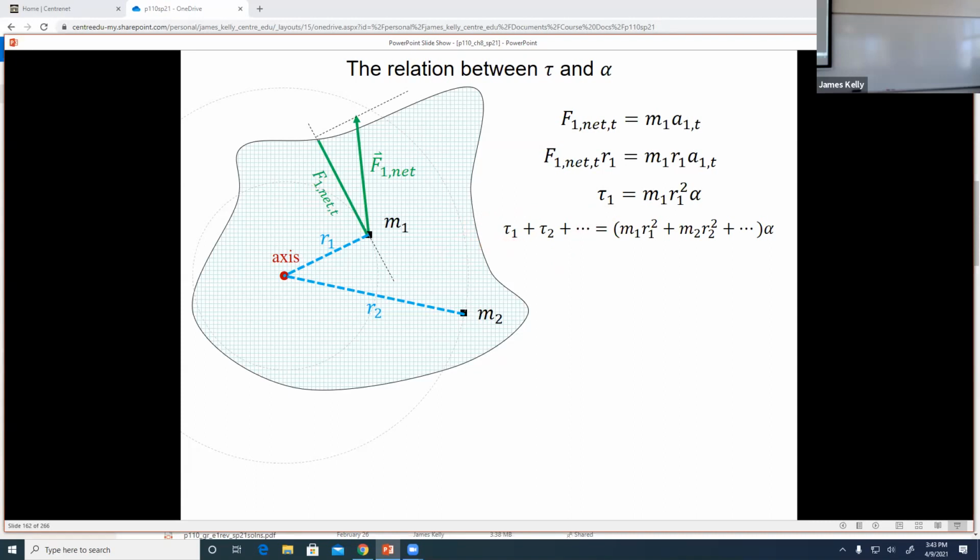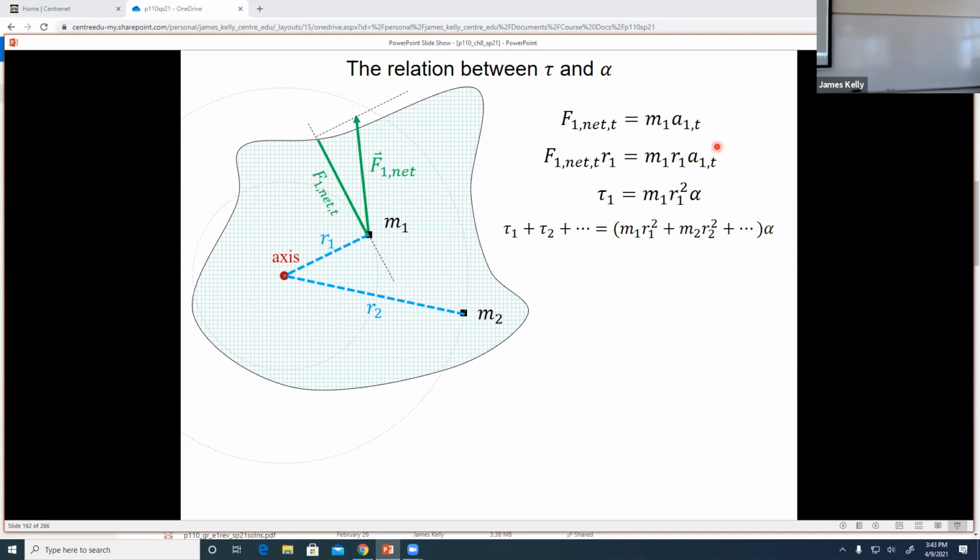And that's equal to a bunch of stuff. Notice in each one of these terms, the alpha is the same because alpha is the resulting angular acceleration of the entire thing. There's only one alpha. There are lots of m's. There are lots of r's, but there's only one alpha. So I can factor that alpha out of the entire thing.